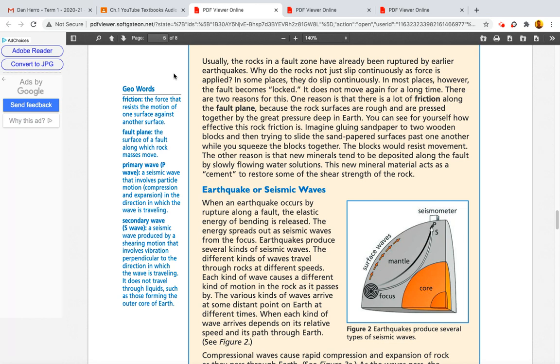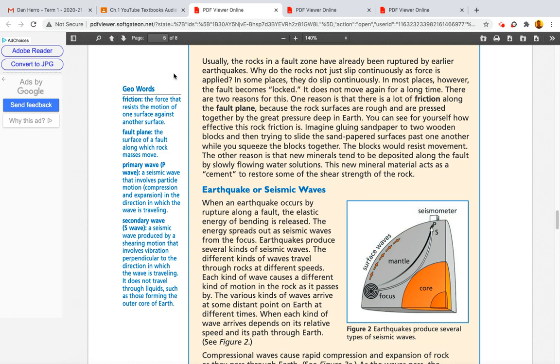Why do the rocks not just slip continuously as force is applied? In some places, they do slip continuously. In most places, however, the fault becomes locked. It does not move again for a long time. There are two reasons for this. One reason is that there is a lot of friction along the fault plane, because the rock surfaces are rough and are pressed together by the great pressure deep in Earth.